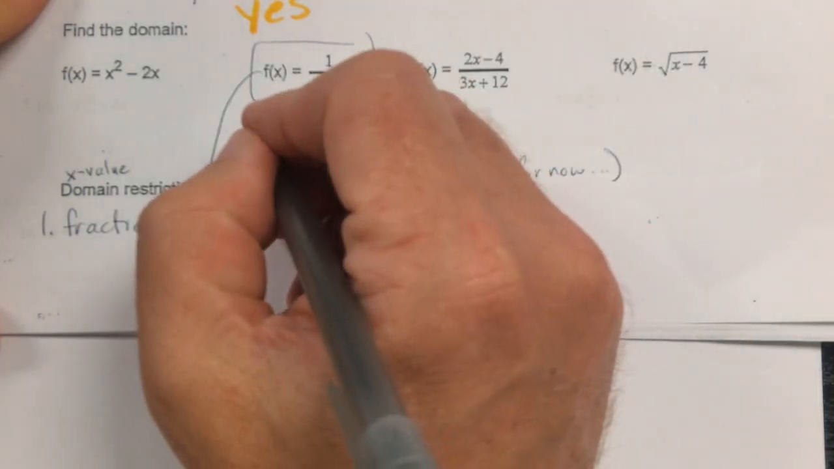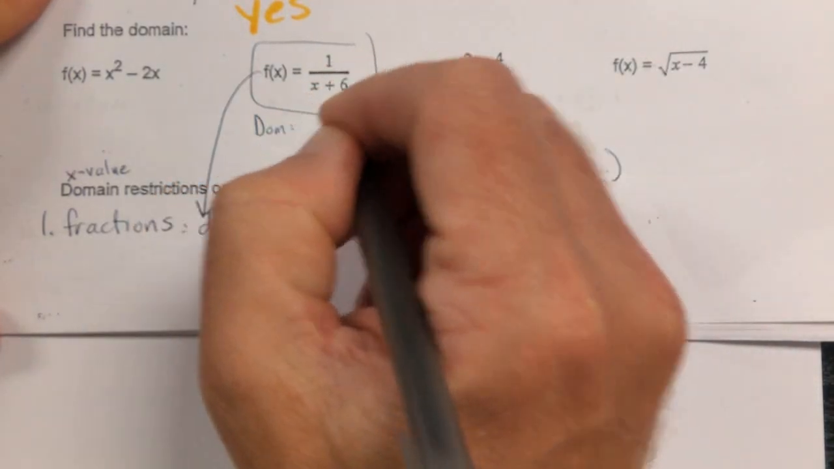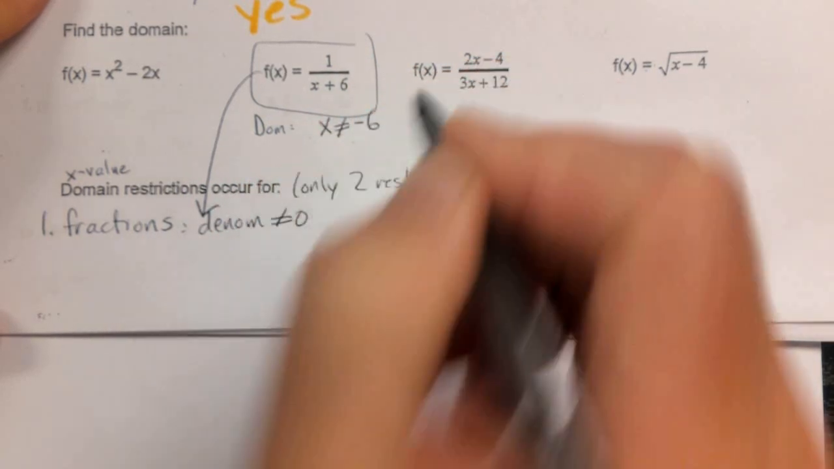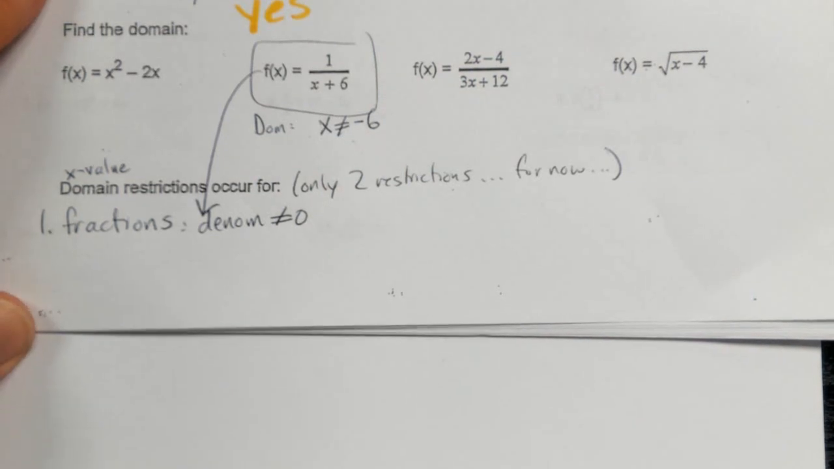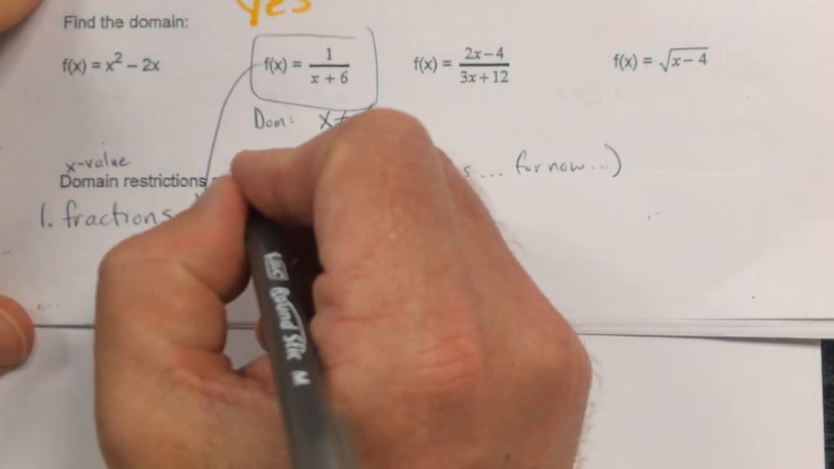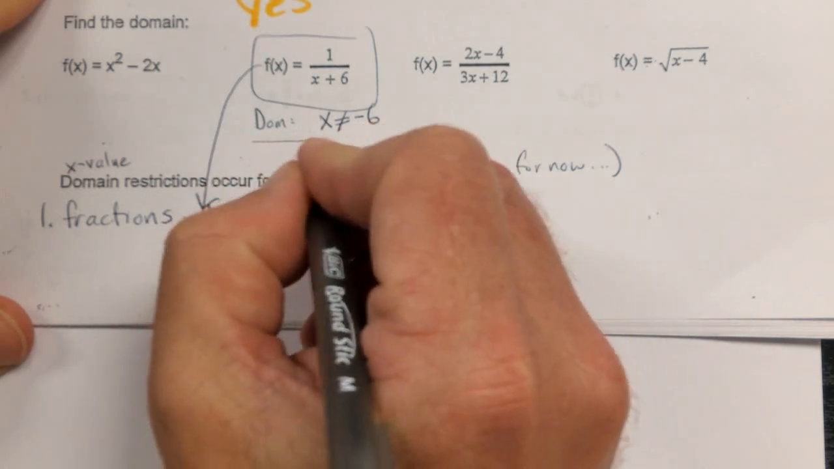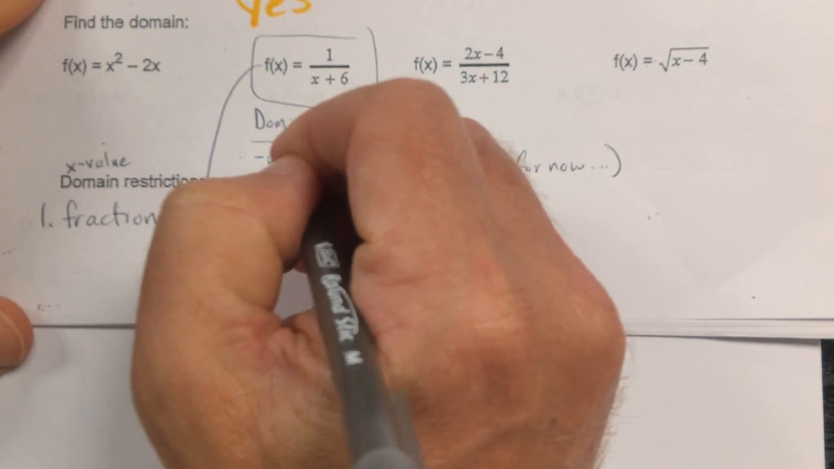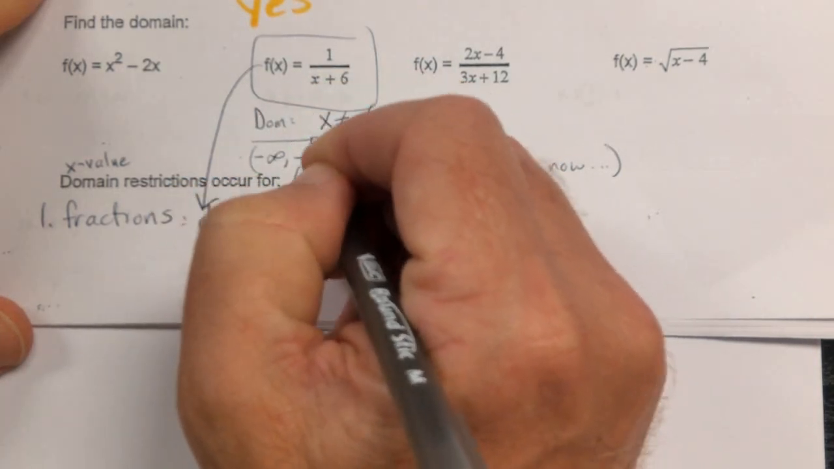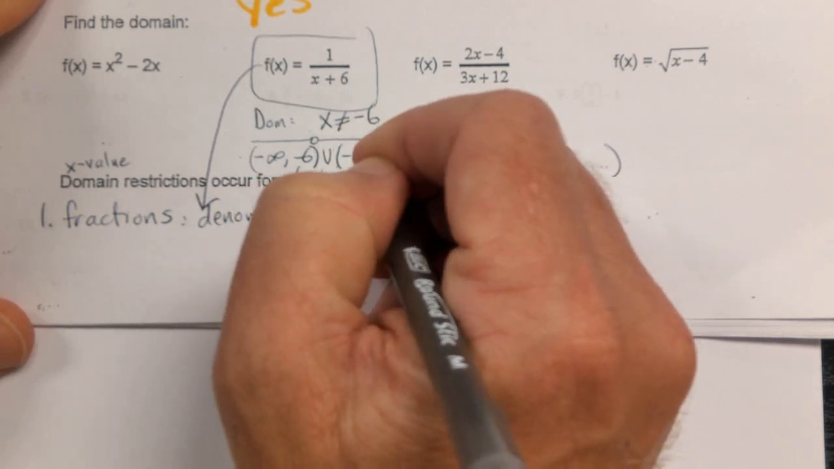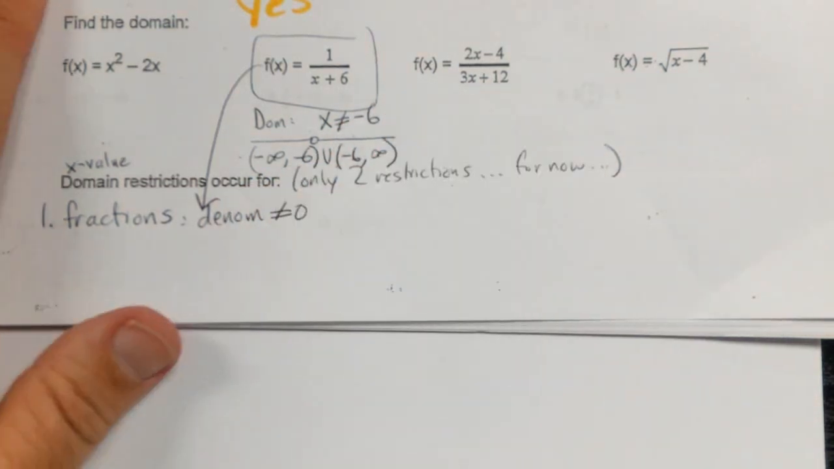So that means this domain, if we write it simply, would just be x can't be negative 6, because that would make the thing blow up, not work. Now, we can get fancy and write that as an interval notation. So it's like everything except negative 6. That's what the picture would look like. So negative infinity up to negative 6, but don't include negative 6, and then start again at negative 6 without including negative 6 and going to infinity.